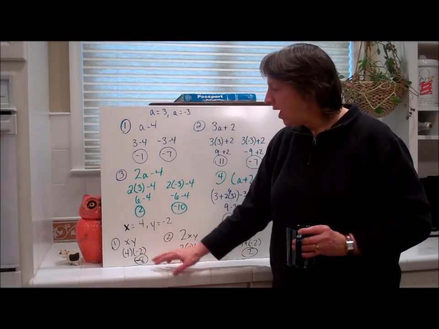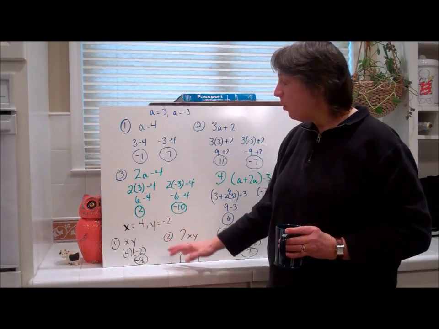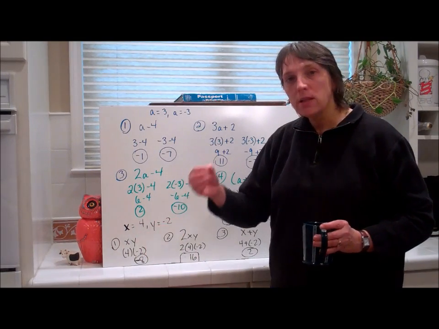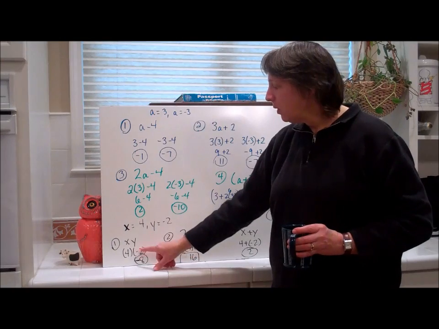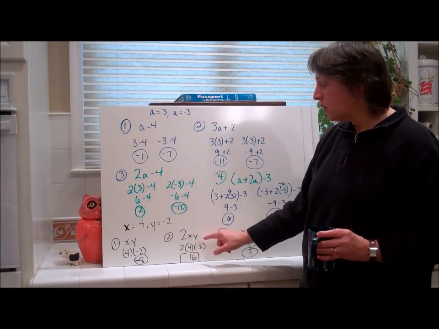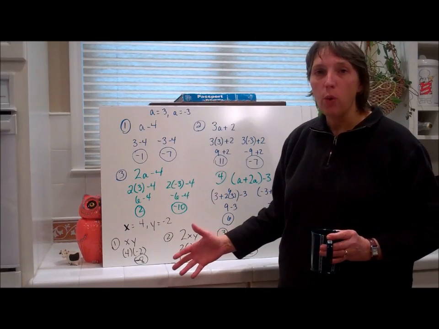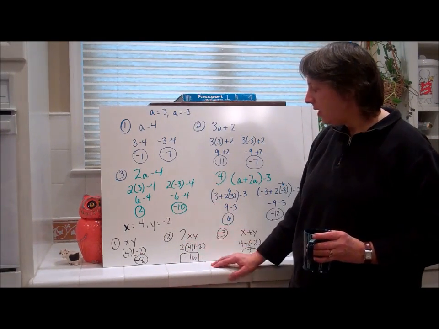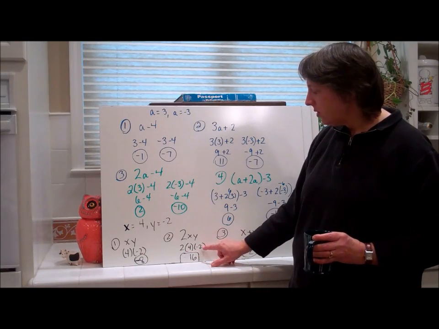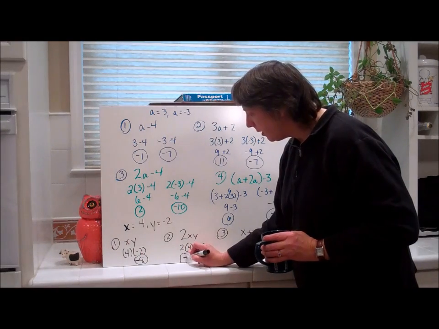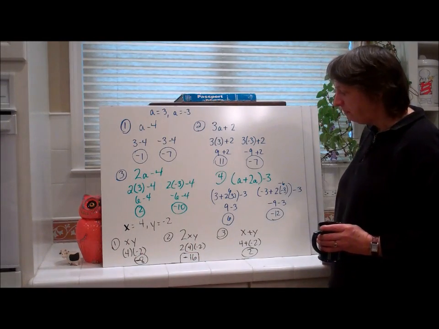Here, xy is not -42. It's multiplying. xy is x times y. So when we plug in the two numbers, we get -8. This is 2xy. It is not 242. It is multiplying. 2 times x times y. 2 times 4 times -2 is going to be a -16. I think I knocked that off when I picked up the board, or when I was setting up.